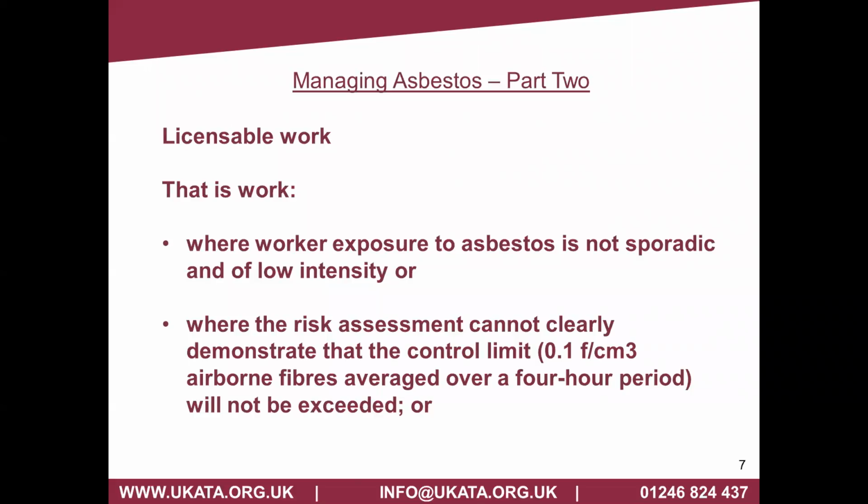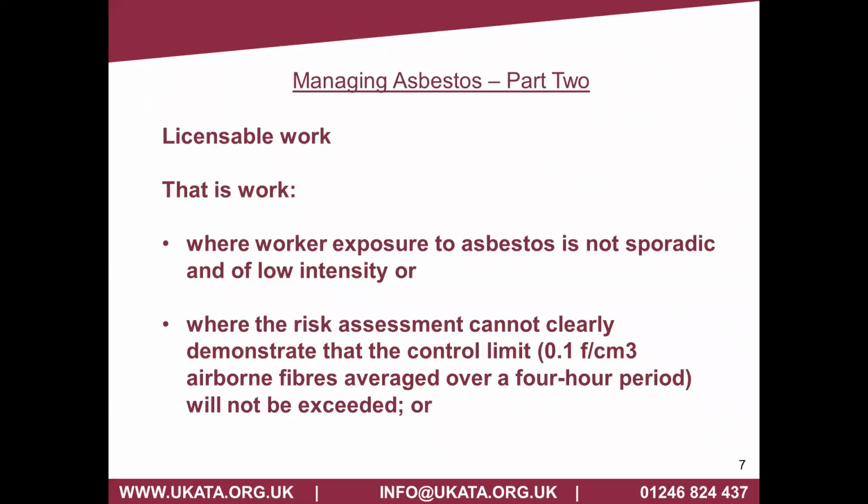So, although it is in there, the main aspect we refer to is what's called a control limit. Now, a control limit is a static figure laid down in legislation, and that control limit triggers certain aspects of the regulations. The control limit, as you can see on the screen, is 0.1 fibres per centimetre cubed, but that is over a 4-hour period. And the reason we have the sporadic and low intensity exposure is because we could, in theory, do what's called a time-weighted average of the control limit and maybe reduce the amount of time, but of course the exposure could then potentially increase and get to a point where it could be too high.